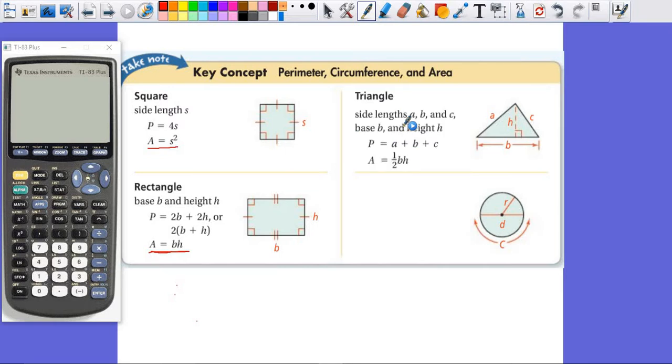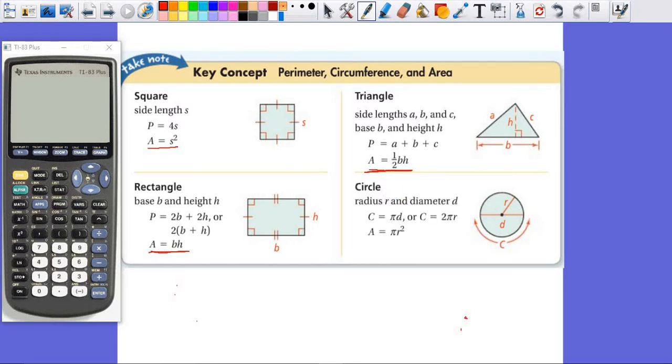Then we have a triangle. A triangle, again, perimeter, A plus B plus C. We don't really need that because it's just adding up all the sides. But you do need to know this formula. 1/2 base times height is for area. Most people forget the 1/2 there, okay? So don't forget that. And then lastly, we have our circle formulas.